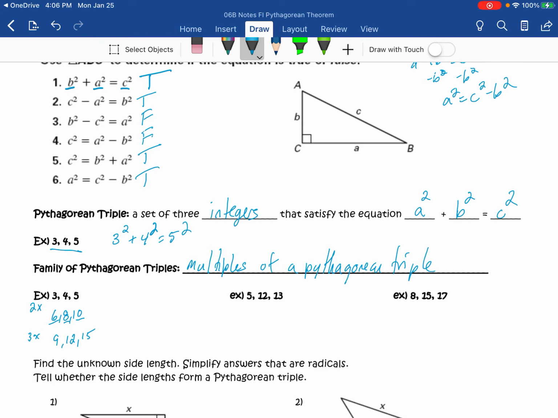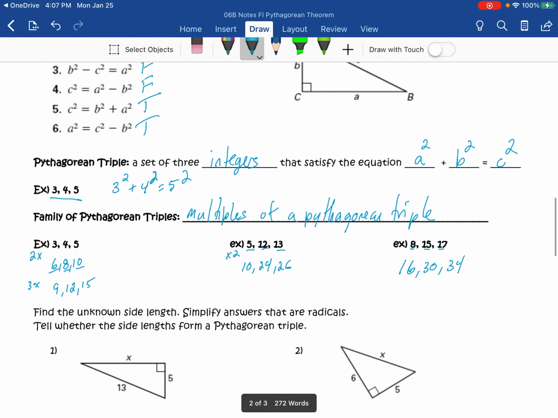5, 12, 13 is another Pythagorean triple, very well known. It can also appear as 10, 24, 26, because I can just multiply those by 2. 8, 15, 17 is a Pythagorean triple because 8 squared plus 15 squared equals 17 squared. This one is 5 squared plus 12 squared equals 13 squared. So 16, 30, 34 would be a Pythagorean triple.